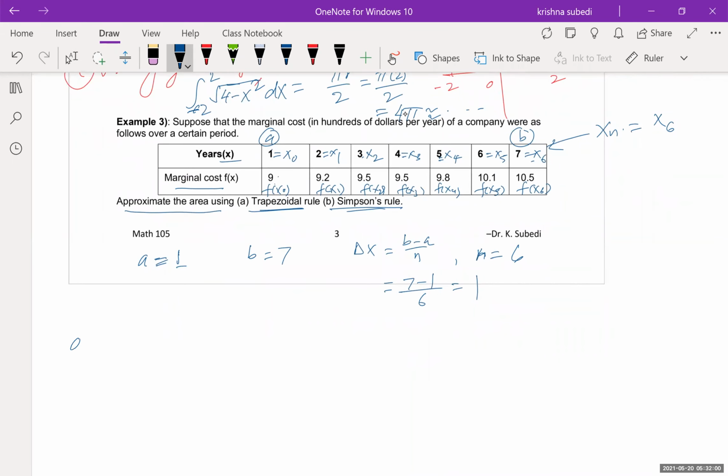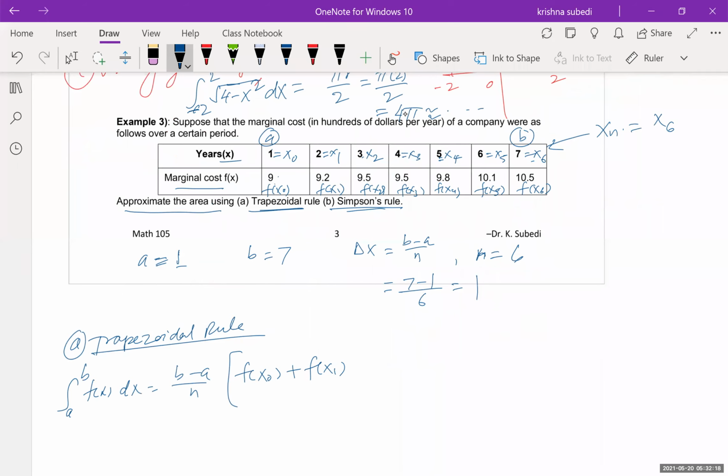Okay, now using the trapezoidal rule, your integral from a to b of f of x dx is going to be b minus a over n, half f of x naught plus f of x1. I want you to complete this by yourself, guys. Okay, there is half.